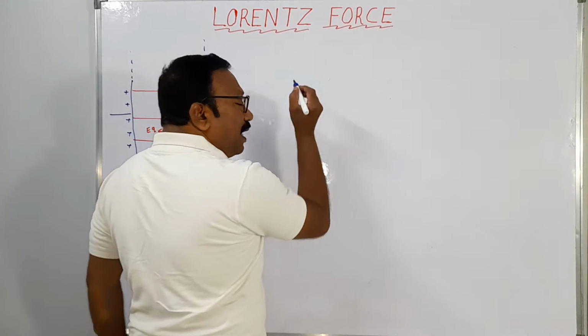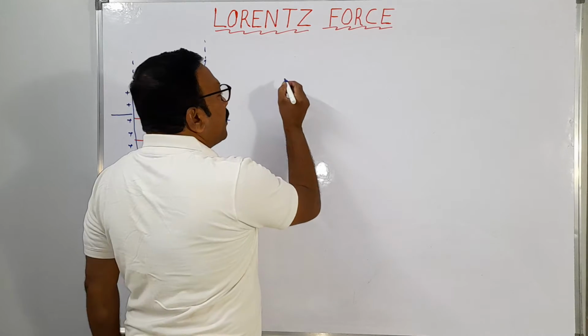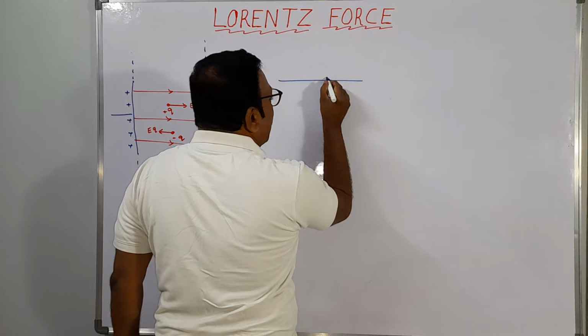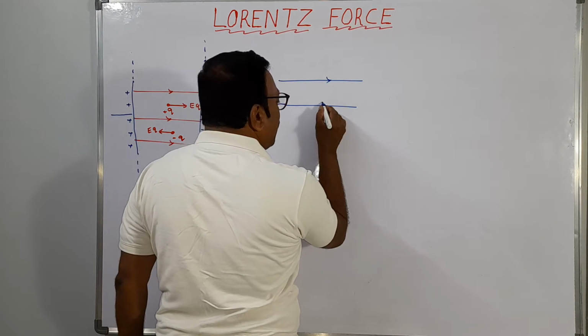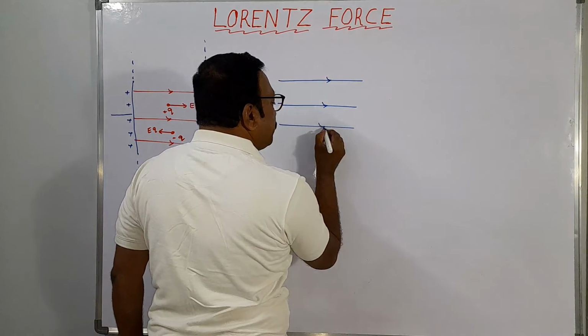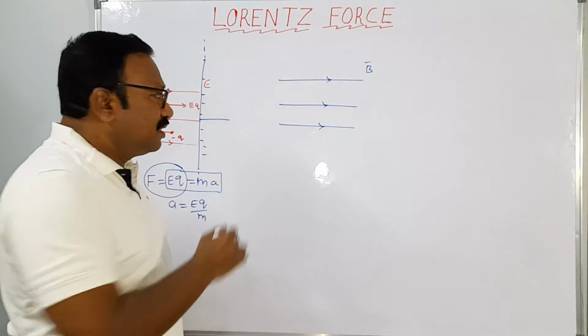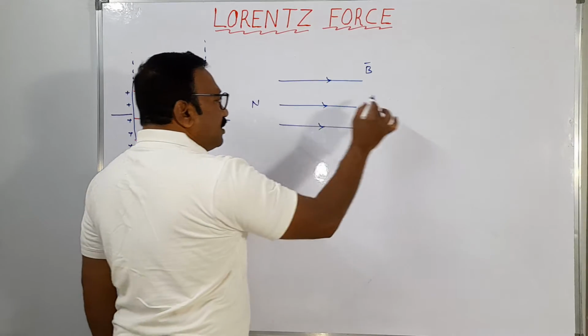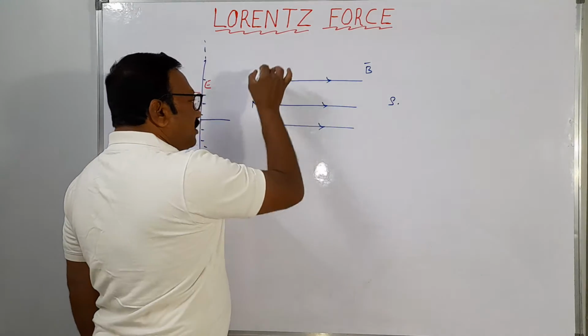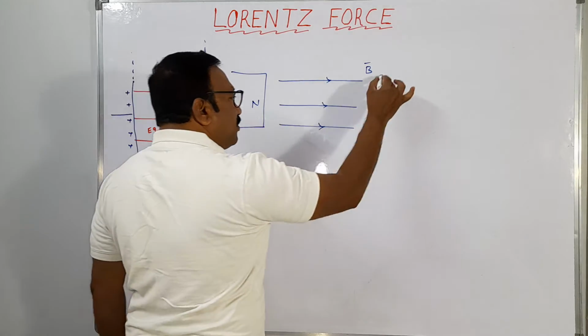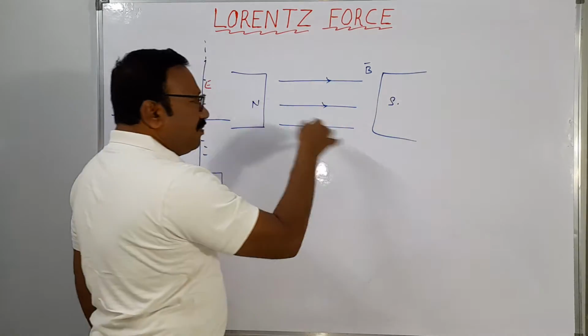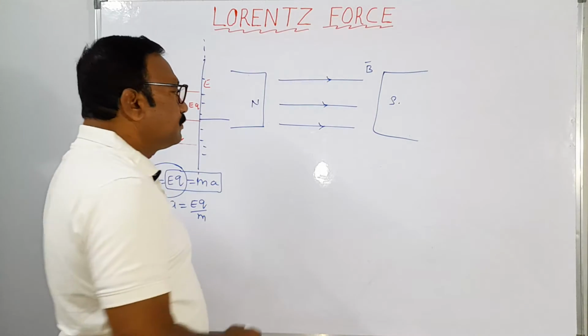Next, you have a magnetic field. Let us say I will take a magnetic field like this. This is a magnetic field existing in this region. You can imagine a north pole here and a south pole here of a magnet. Then you will get a magnetic field between the poles.